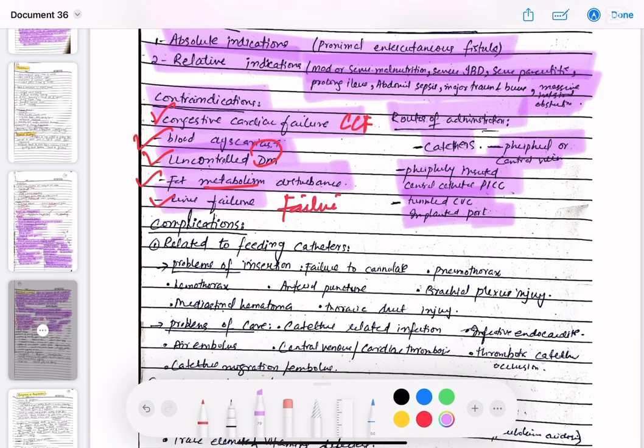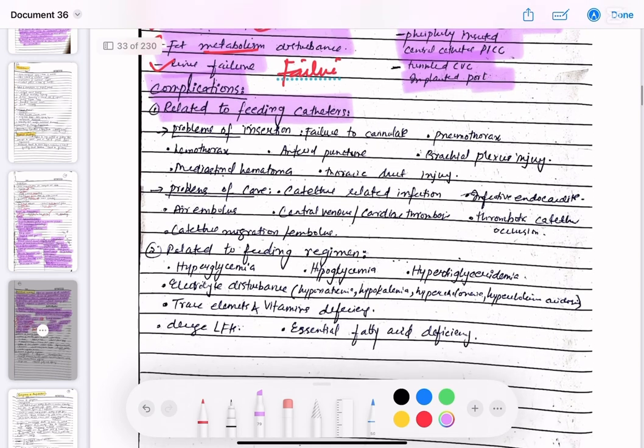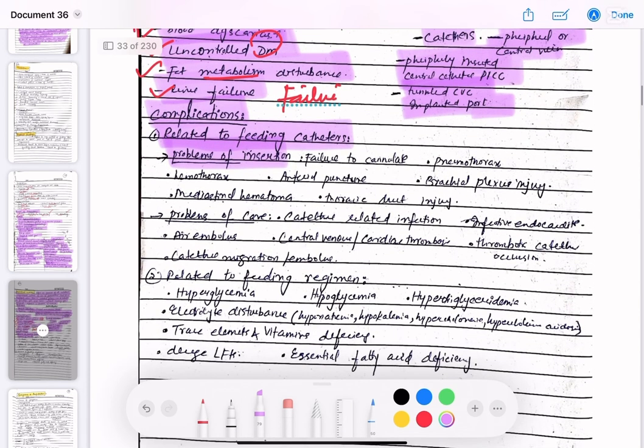The complications are related to feeding catheters, that is the problems of insertion. Catheters are used for parenteral nutrition, so there can be problems of insertion: failure to cannulate, pneumothorax, arterial puncture, brachial plexus injury, mediastinal hematoma, and thoracic duct injury. Then there are problems of care: catheter-related infection, infective endocarditis, embolus, central venous or cardiac thrombosis, thrombotic catheter occlusion, and catheter migration or embolus.